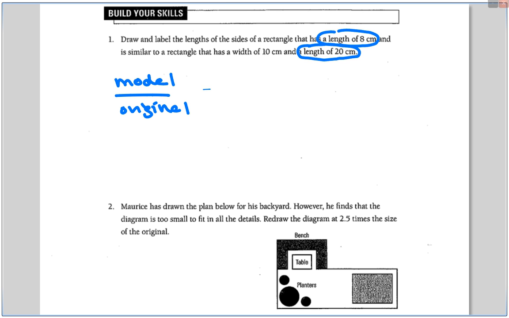Okay, so model divided by original would be 20 divided by 8. Putting that in my calculator, I got 2.5. Okay, so this is my scale factor.